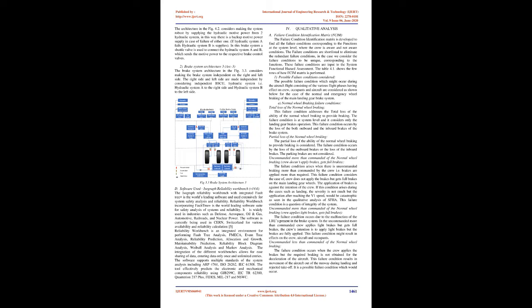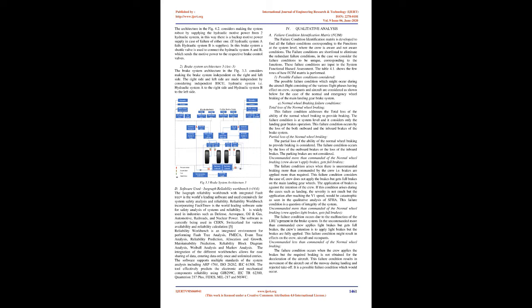A. Brake System Architecture 2, Arc 2. The architecture in Fig 4.2 considers making the system robust by supplying the hydraulic motive power from two hydraulic systems. In this way there is a backup motive power supply in case of failure of either one. If hydraulic system A fails, hydraulic system B supplies. In this brake system, a shuttle valve is used to connect hydraulic systems A and B, which sends the motive power to the respective brake control valves.